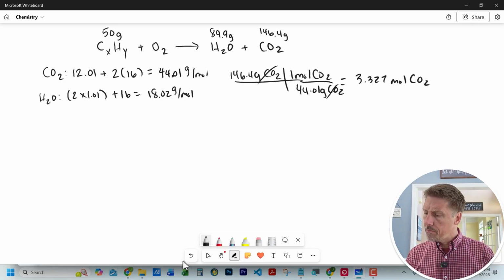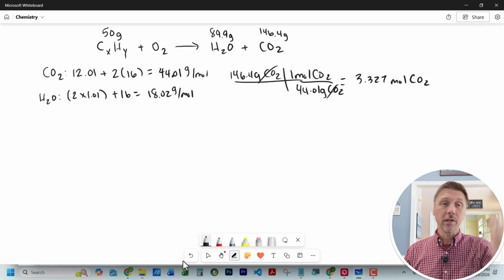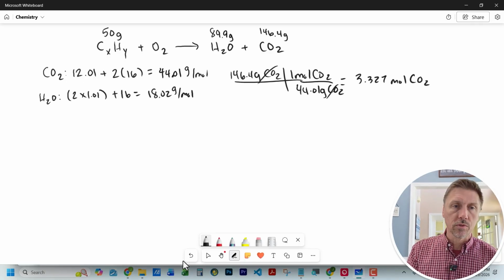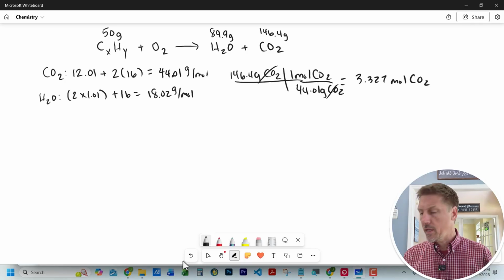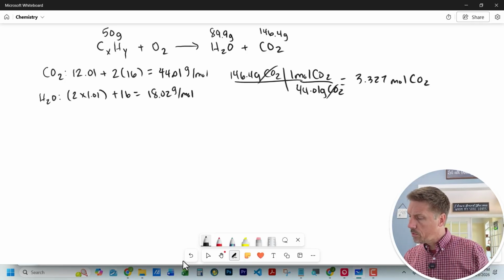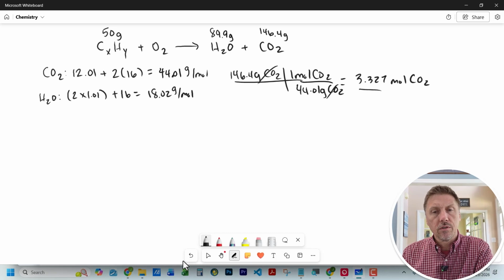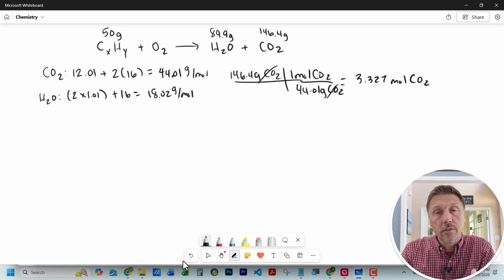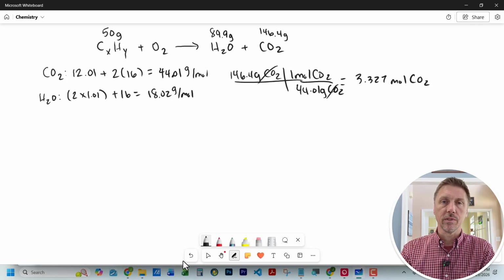And so what we actually need to know is how many moles of carbon we have over here and how many moles of hydrogen we have over here. All right, so that's important for us to remember, because there are 3.327 moles of CO2. Remember, mole is similar to dozen, right? I told you to think about the word a dozen when you think about a mole.